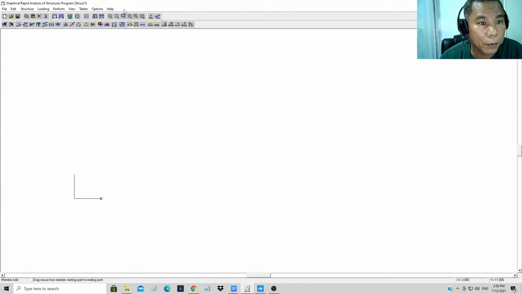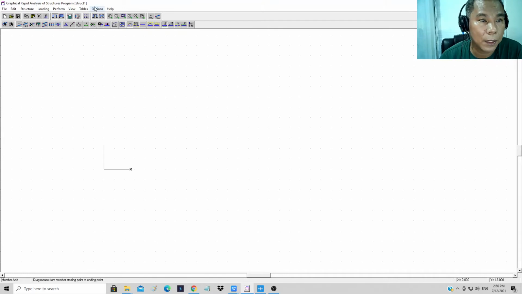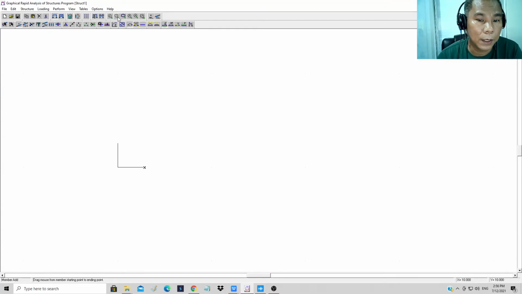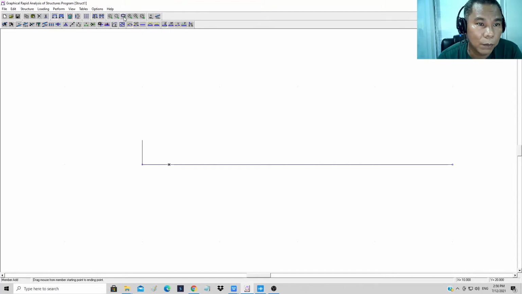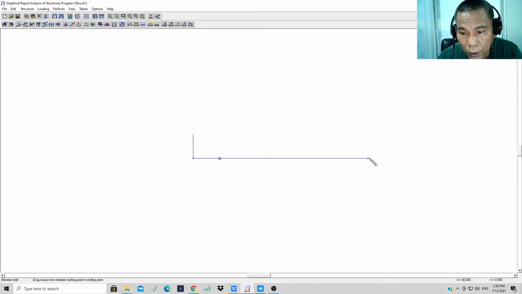Okay, next we have to go to the other example. Of course, we have to go back to the units, English units, and then the grid system. It should be by 10 so that it would be easier for us. We can directly draw 40 feet. Again, you can just look at the status at the bottom. That's 40, and then we can have 20, another 20.